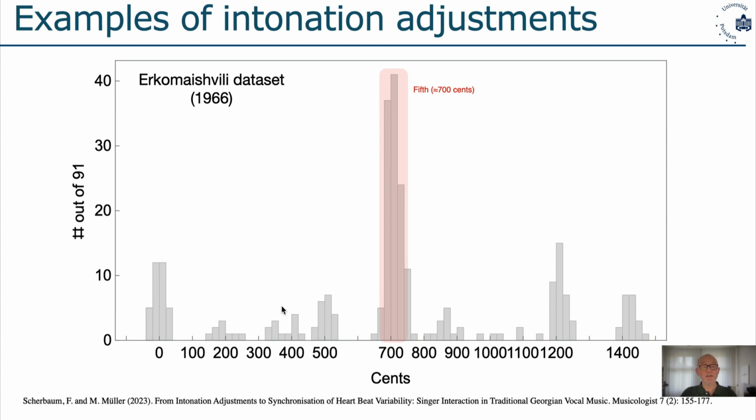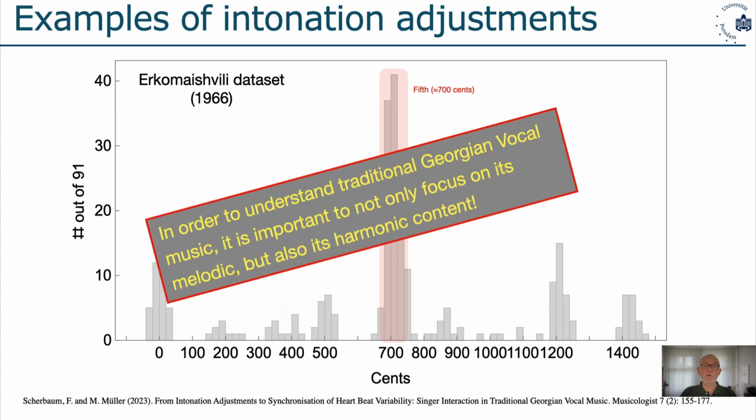Traditional Georgian singers seem to orient each other very much by harmonic coordination. Actually, not only on the short, but also on the longer time scales, which I may come back to at the end of my talk. The point I want to make with these remarks is that in order to understand traditional Georgian vocal music, it is important to not only focus on its melodic, but also on its harmonic content.